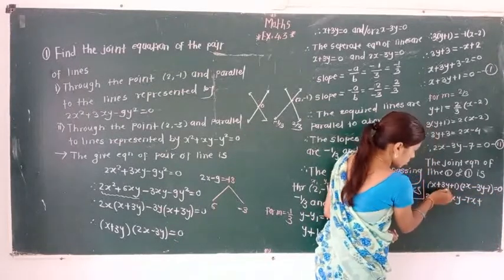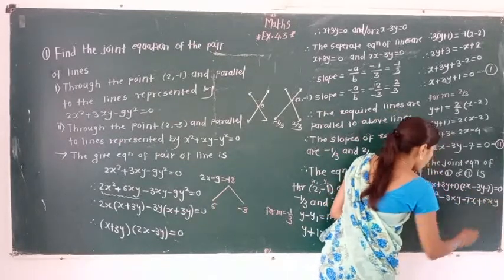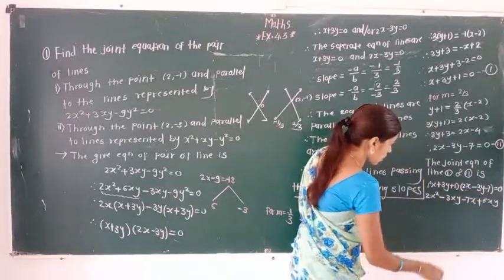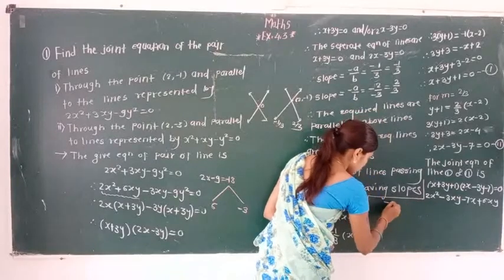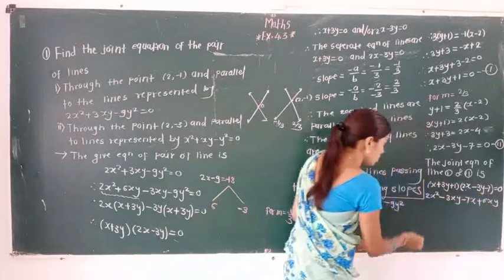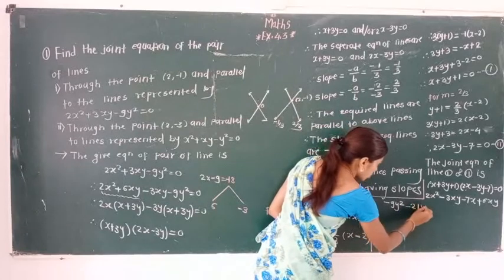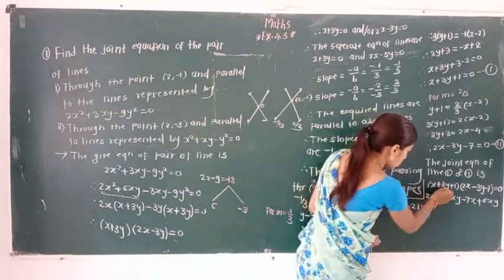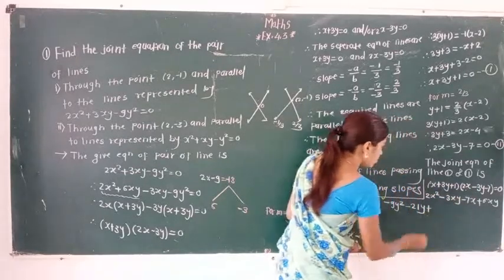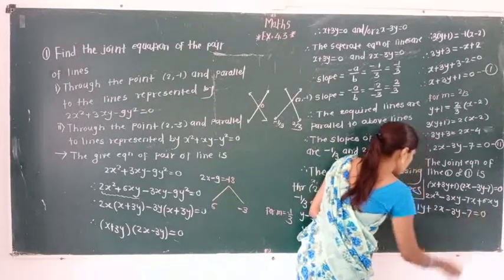Take the product of the second term, 3y, and this bracket: 3 twos are 6xy, 3 threes are 9, we get minus 9y square. Then the product of the second term and the last term: 3 sevens are 21, minus 21y. Now take the product of the third term and this bracket: plus 2x minus 3y minus 7 is equal to 0.